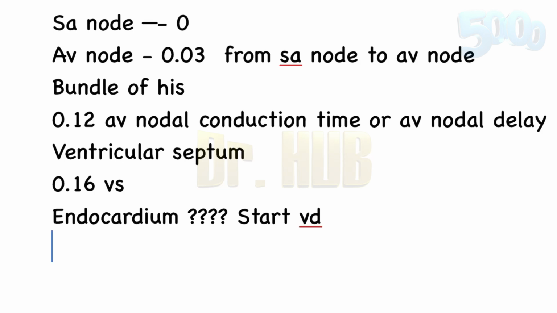Then comes the epicardium. The time is increasing. So ventricular septum, then comes the endocardium, and then the epicardium. All these show a significant increase. So bundle of His was 0.12, then ventricular septum is 0.16, endocardium being 0.17 to 0.19, then epicardium.